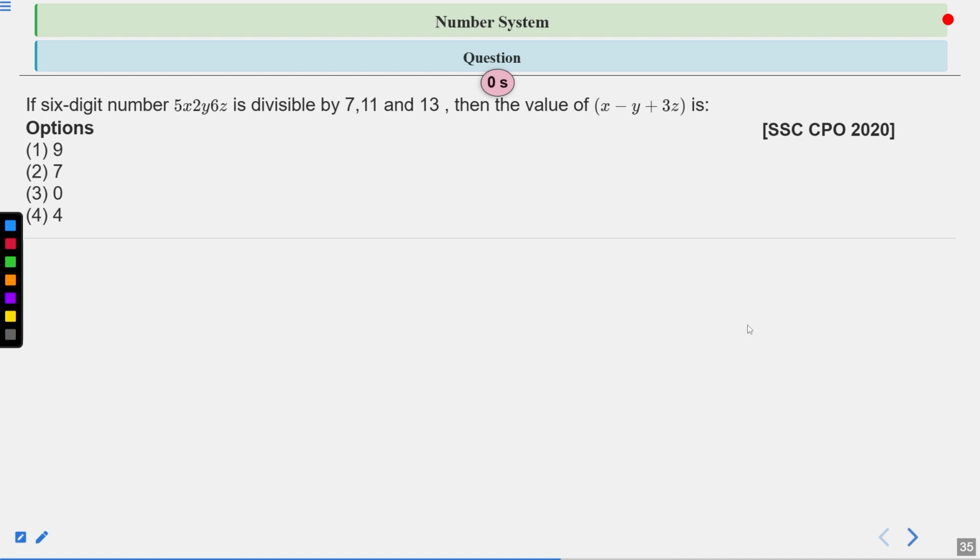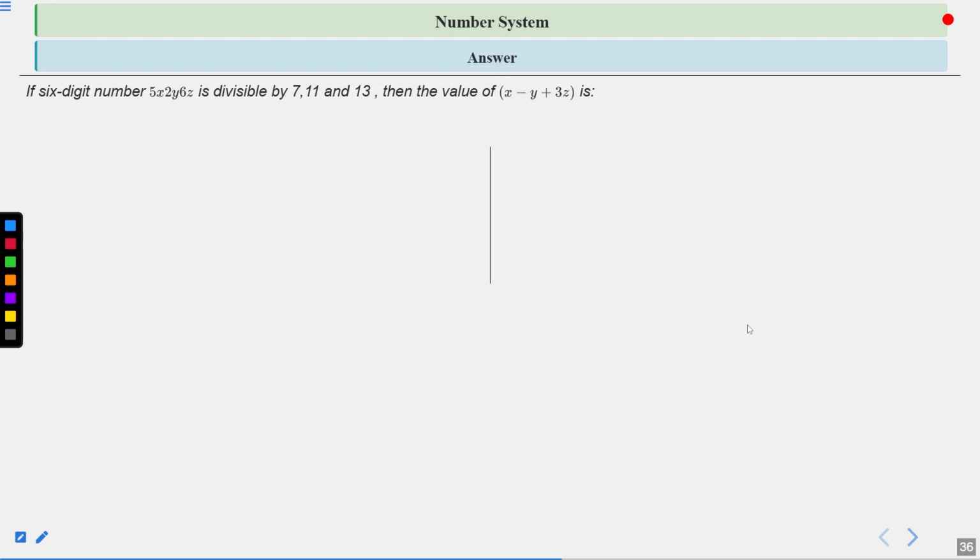Now time's up. Let's see the solution of this question. This is given as a 6-digit number and we need to calculate the values of x, y and z, because we need to solve x minus y plus 3z. It is also given that the number is divisible by 7, 11 and 13. And we know that when we multiply 7, 11 and 13, we get 1001.